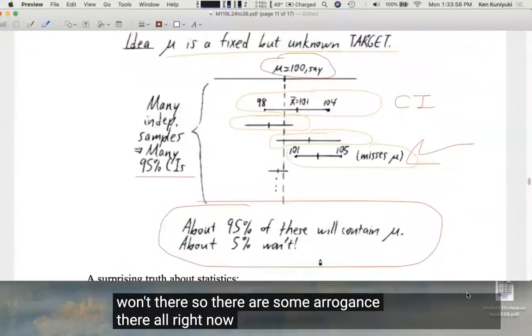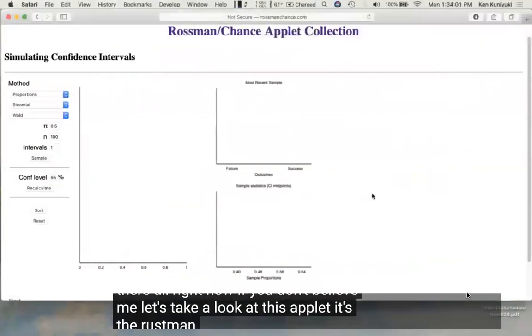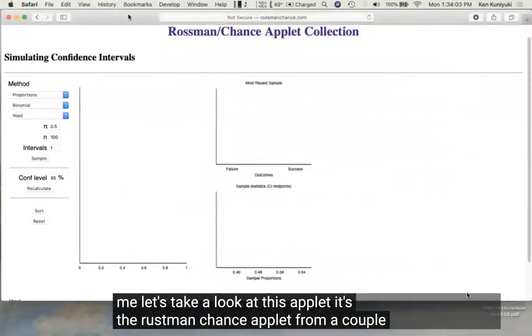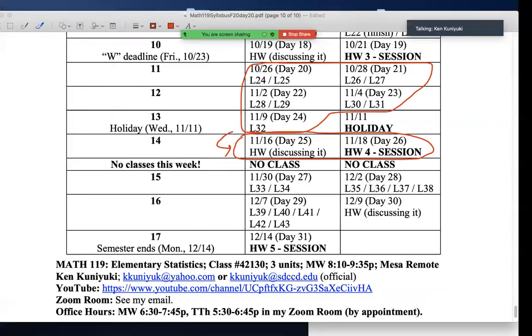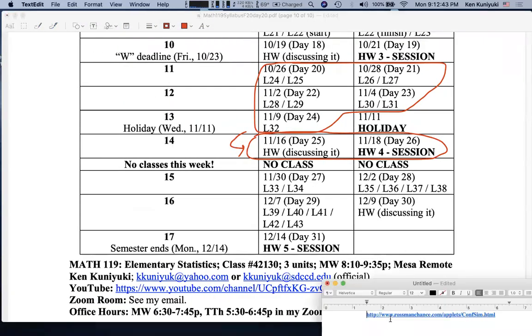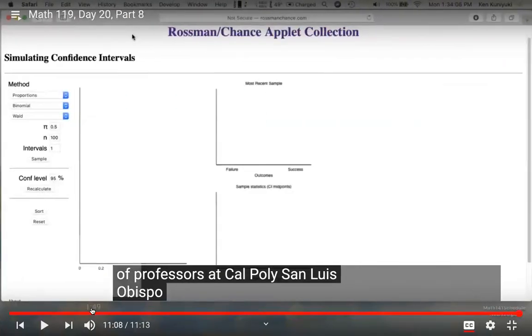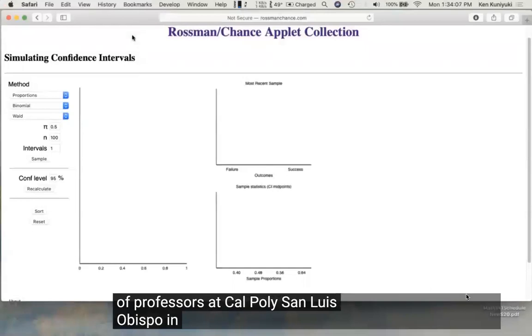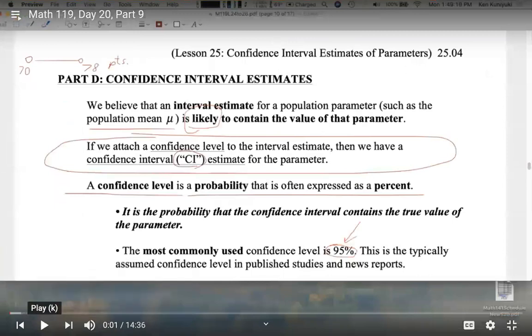All right. Now, if you don't believe me, let's take a look at this applet. It's the Rossman Chance applet from a couple of professors at Cal Poly San Luis Obispo. By the way, I want to send you the link to this. I'll also email it to you at some point. In fact, let's take a look at this applet in the next video. I'll give you a moment to ask questions and also check out the link.